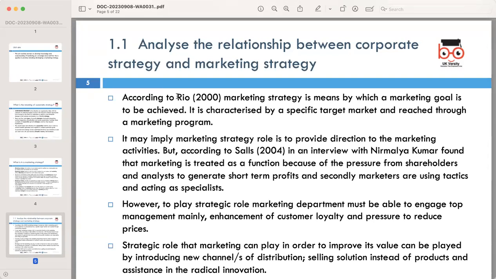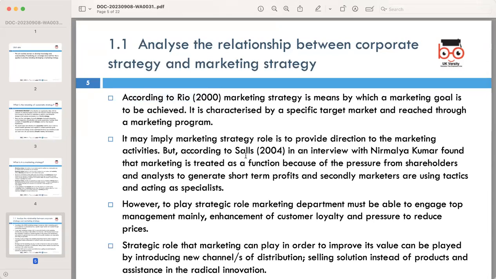So marketing strategy, according to Rio, is the means by which a marketing goal is achieved. It is categorized by a specific target market, and it is reached through a marketing program. In essence, marketing strategy provides direction to marketing activities. So there is often debate about whether marketing plays a strategic role or is treated as a major function.